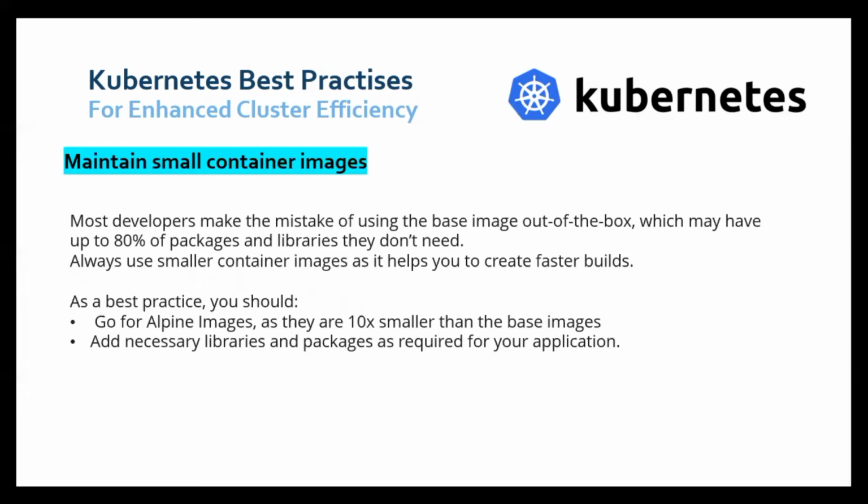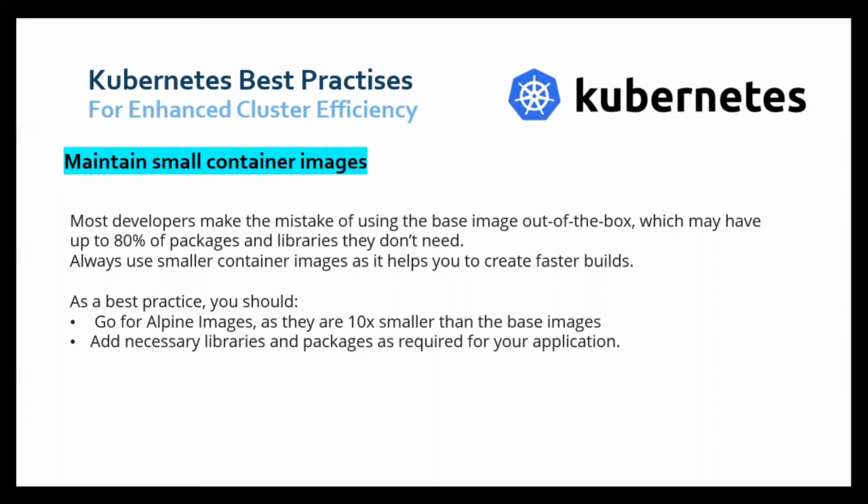So why should we have a small container image? Because to make our builds faster, we should have small images. Images should be small in size. Because of that, builds will be faster and your deployments will be faster, because at the end Kubernetes downloads that particular image from the image registry. So that also speeds up your process if you have smaller container images.